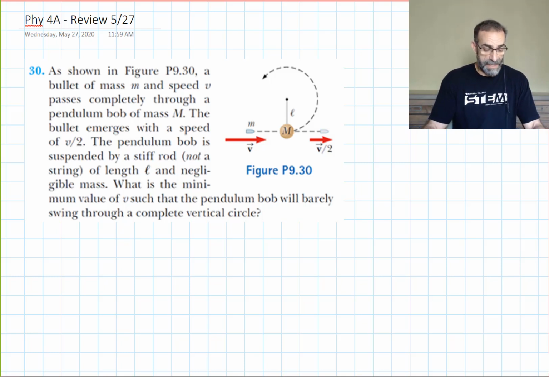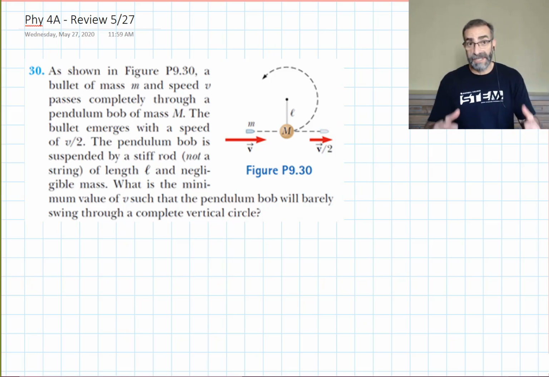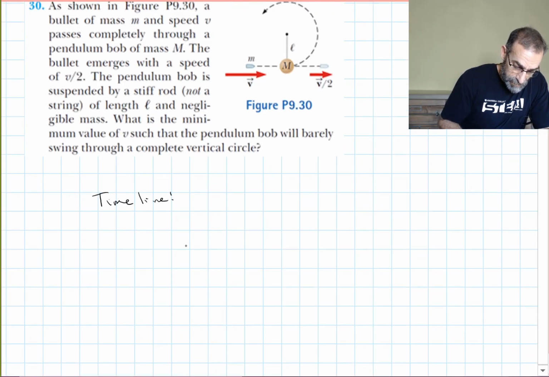We have to kind of break it up. I like to make a timeline. But we do know that there's a collision involved, right? There's a collision, and when we see a collision, we should always be thinking momentum. All right, so let's make a timeline. So this is going to be, let's see, our starting point is just before the collision.